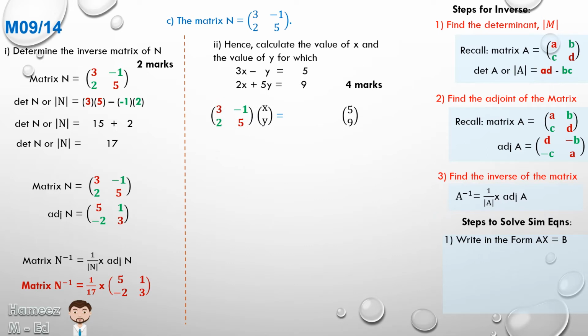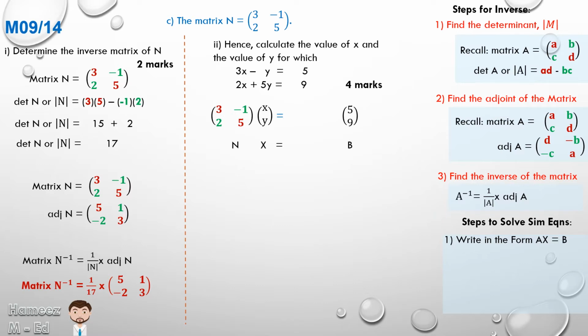So what's the number in front of the x? 3, and minus 1 in front of the y, and 2 and plus 5, times x y, is equal to 5, 9. So it looks like the form there, AX equal to B.